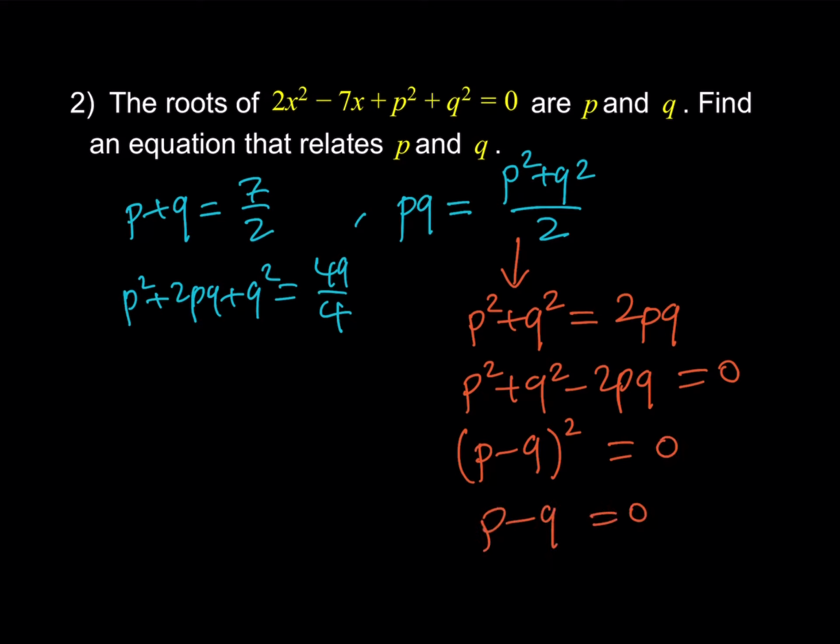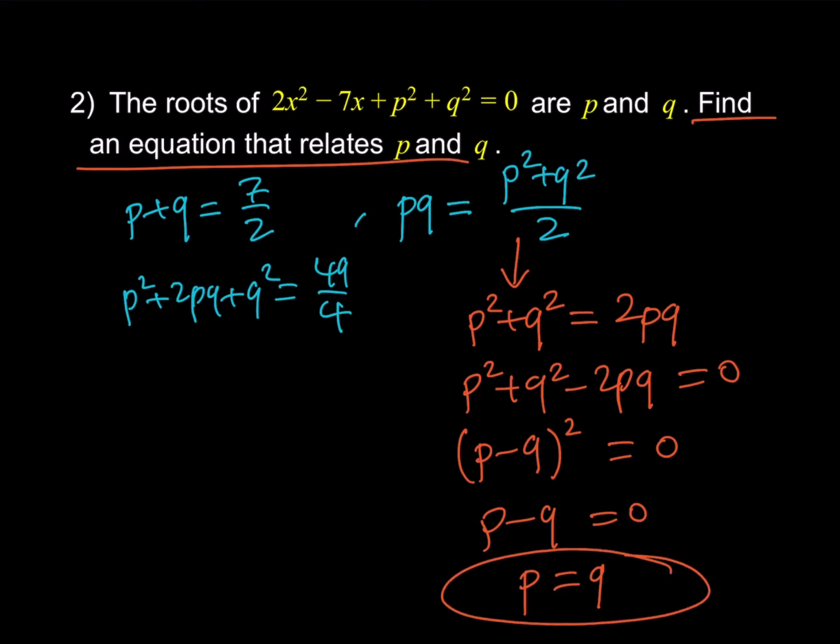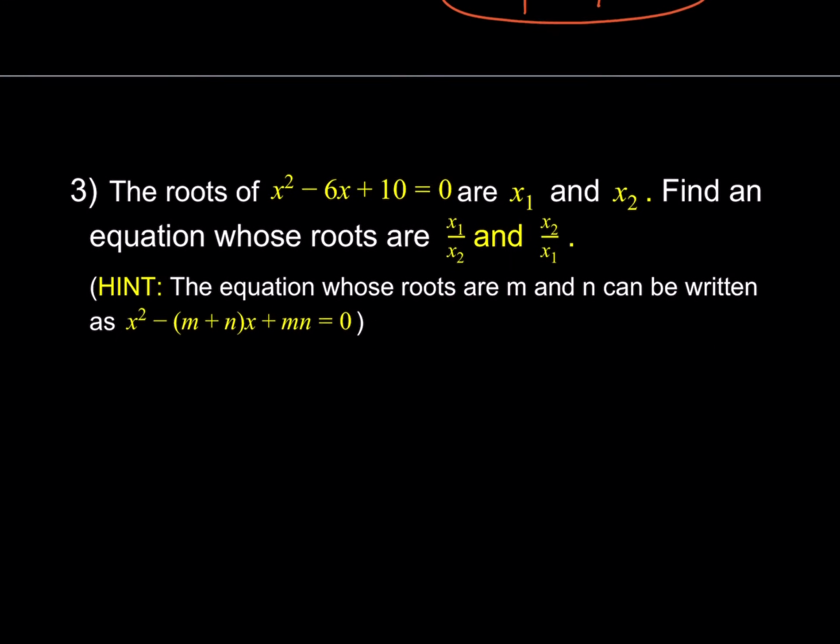And what is that supposed to mean? It means that the roots are equal, the discriminant is 0. I was going to ask for the discriminant first, but then I thought maybe this is a more interesting way to ask the question, and p equals q. Remember that we were looking for an equation that relates p and q, and we got it. The answer is p equals q. They are equal. All right, awesome. Let's look at number 3.